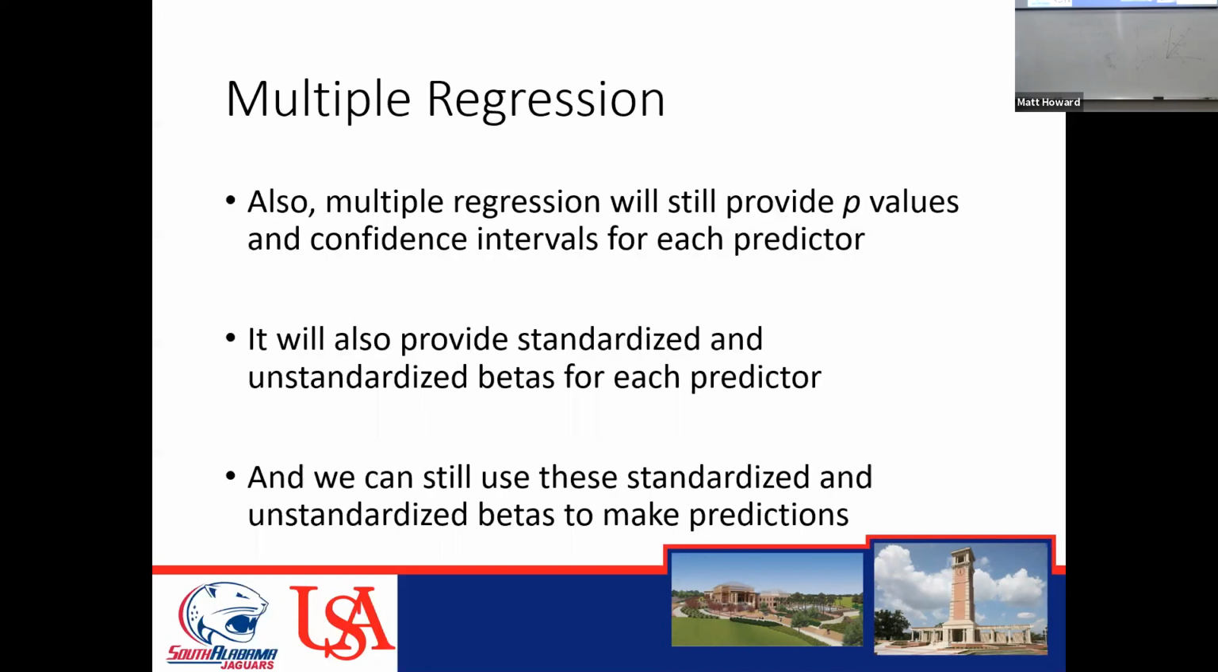Okay. And we already established we still get p-values for each predictor. We could also get confidence intervals for each predictor. We still get standardized and unstandardized betas for each predictor. Unstandardized betas are used for prediction. Standardized betas are used for interpretation. And we can still use these unstandardized betas to make predictions.